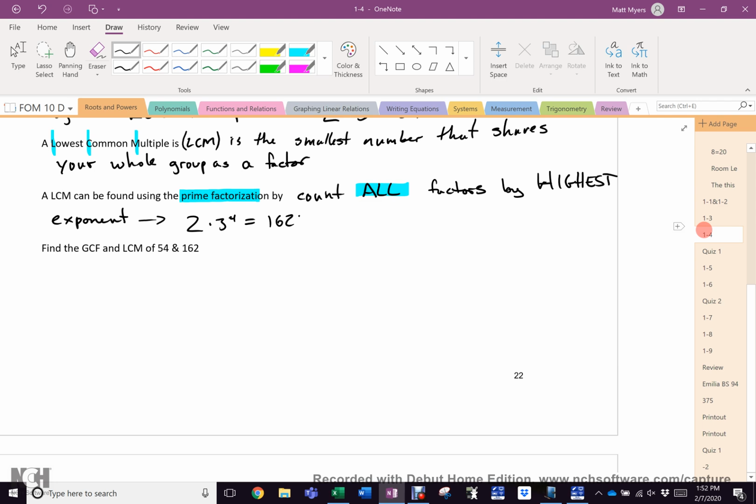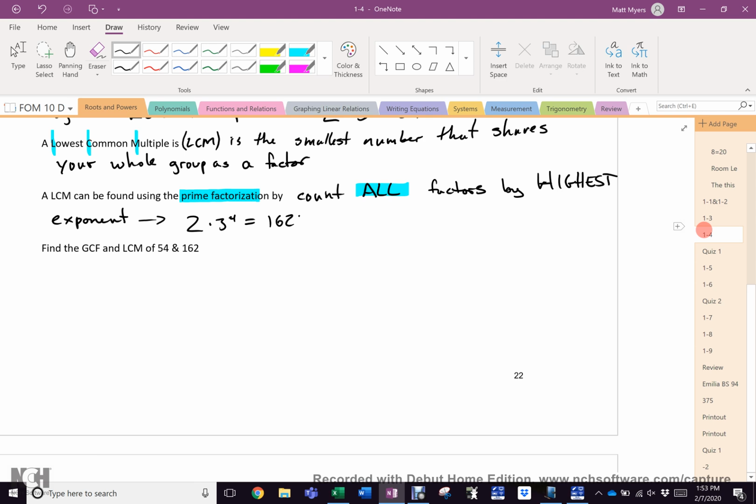But at the bottom of page 22, you now know the GCF and the LCM of 54 and 162. The GCF is 54, and the LCM is 162. Now, we're going to practice this some more on the next page right now, but I'm going to remind you that it does not matter how many numbers there are. It does not matter how big the numbers are. You follow the same rules.